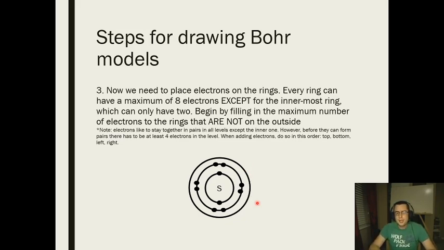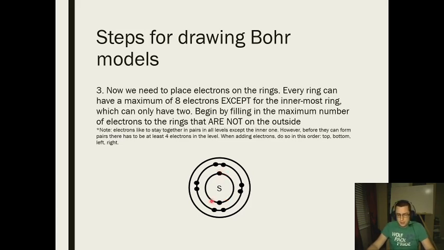A couple things to keep in mind. The first is that the very inner ring, the maximum amount of electrons it can hold is going to be 2. So just simply 2 electrons can go on the inner ring. Every other ring that we have, so if I had a total of 10 rings on there, the first ring could only have 2, but the second, the third, the fourth, the fifth, the sixth, the seventh, the eighth, and the ninth could all have 8. So every ring except for the first can hold a maximum of 8.